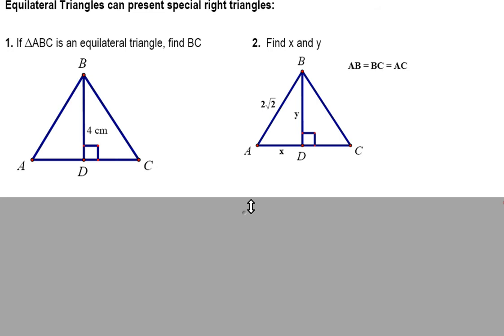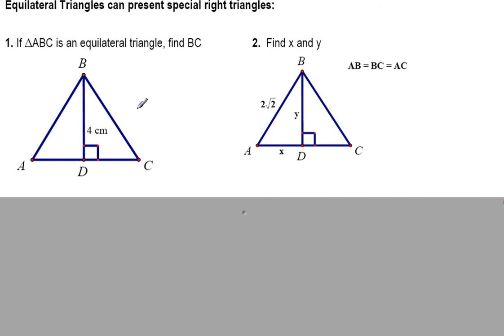Okay, so one thing you're going to have to look out for when you're dealing with these problems is determining what kind of special right triangle it is. And that will be using your properties that you learned in the previous chapters. The first one is dealing with equilateral triangles that present special right triangles. So let's say for this example, number 1, if triangle ABC is an equilateral triangle, find the length of BC.